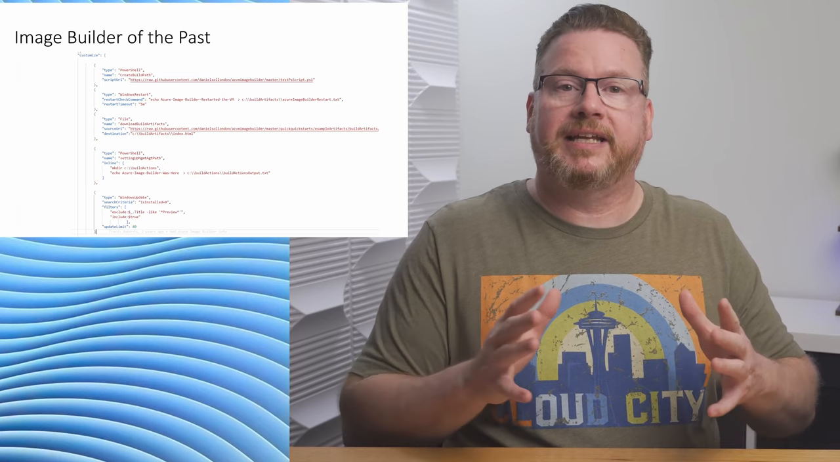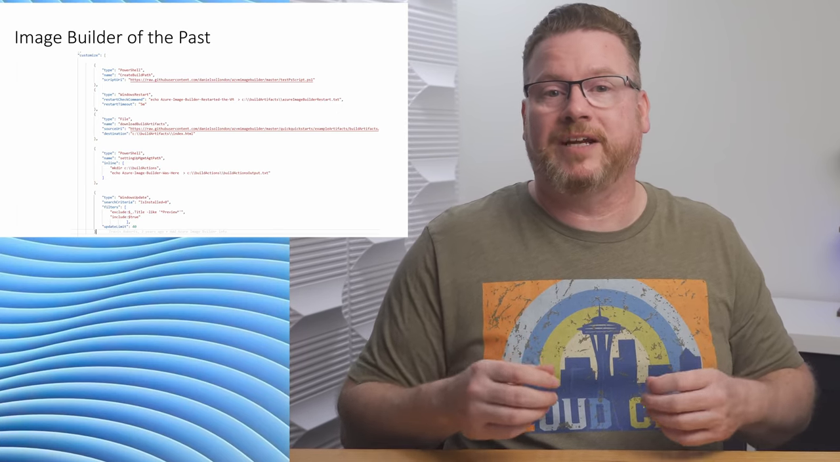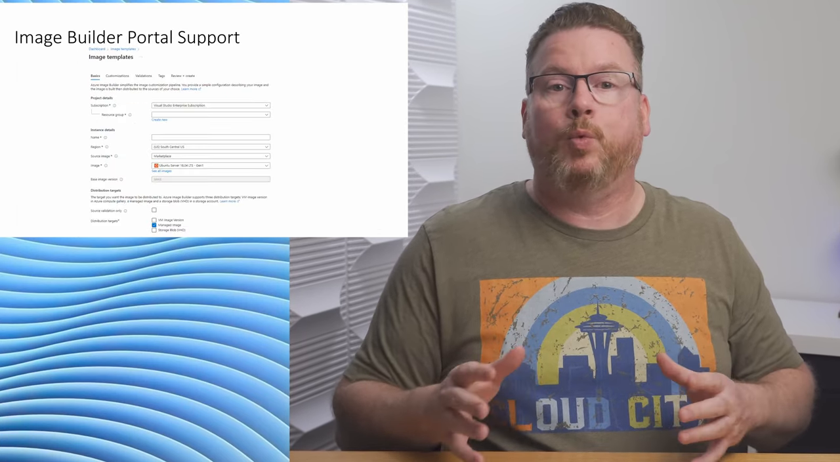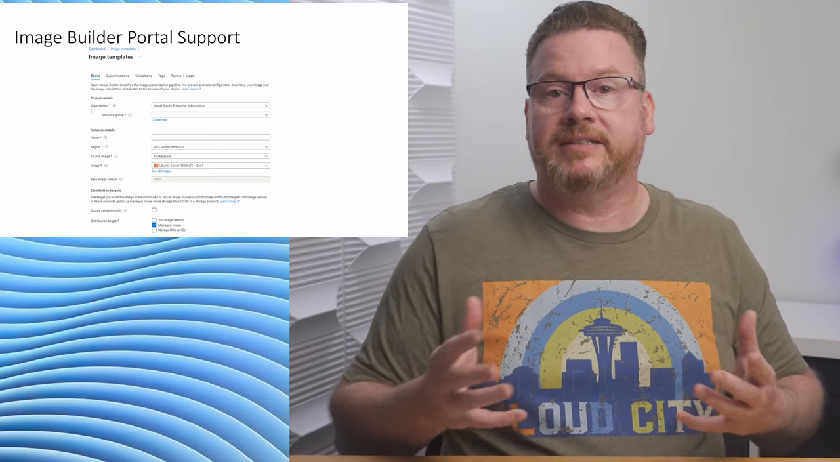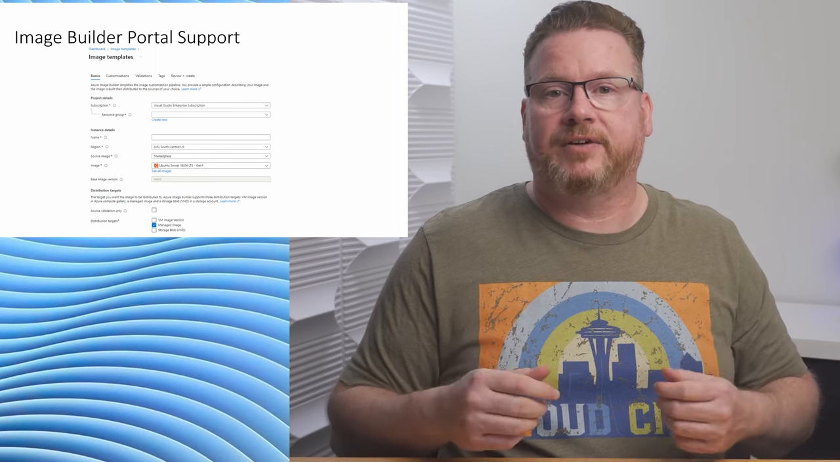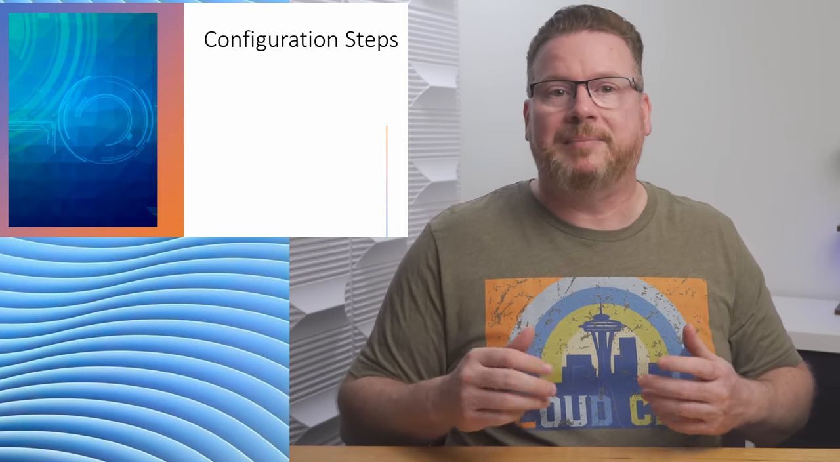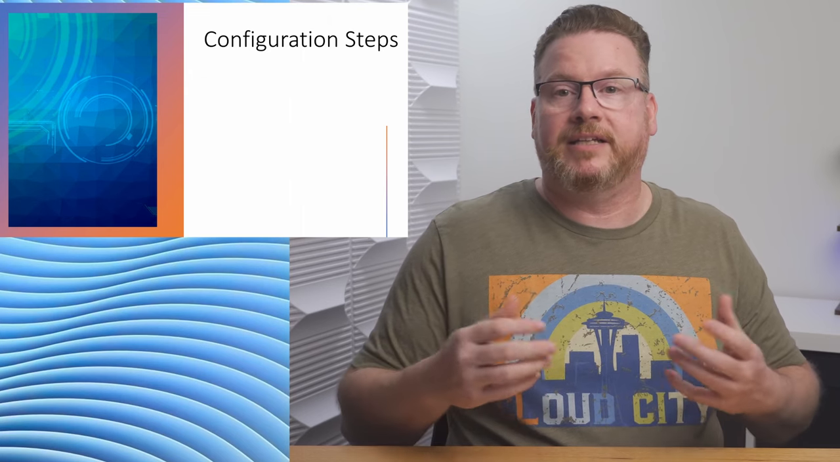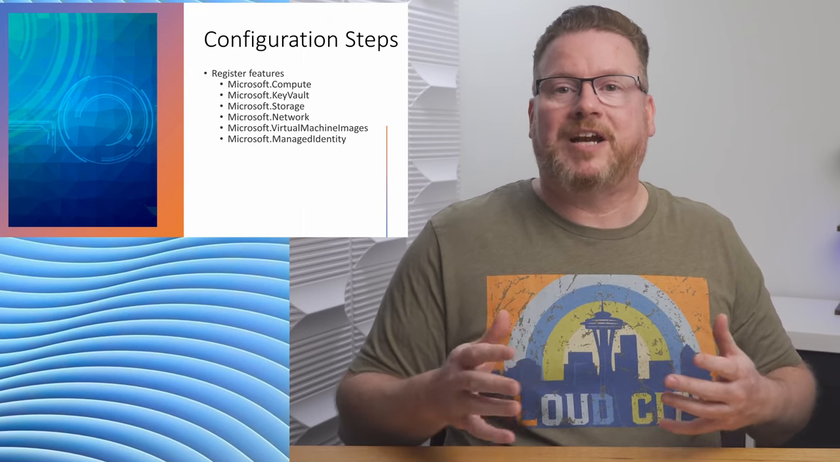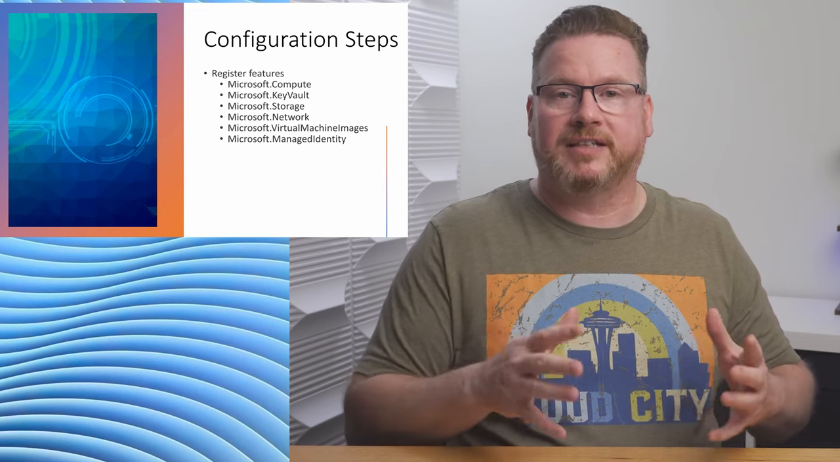Previously, the source and distribution sections were configured with a JSON template. Now, we can use the Azure portal for those steps, a nice option for those getting started or where JSON configuration is a limiting factor. Coming up, we're going to configure Image Builder for our environment, build an image, and then deploy a VM using that image. We start by registering the required features on the subscription.